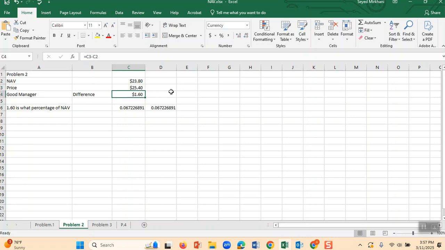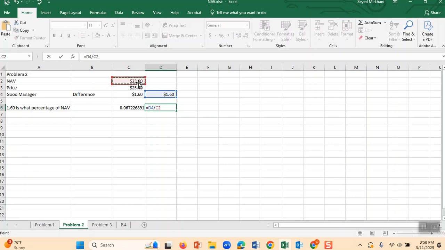The difference, that was the premium, was this one. How did I calculate this number? I put an equal sign, and then I said this number minus this number, and I clicked enter. It came to $1.60. Then how did I calculate this number here? Of course, this is not a percentage. I put an equal sign. I said this number divided by this number, and I clicked enter.